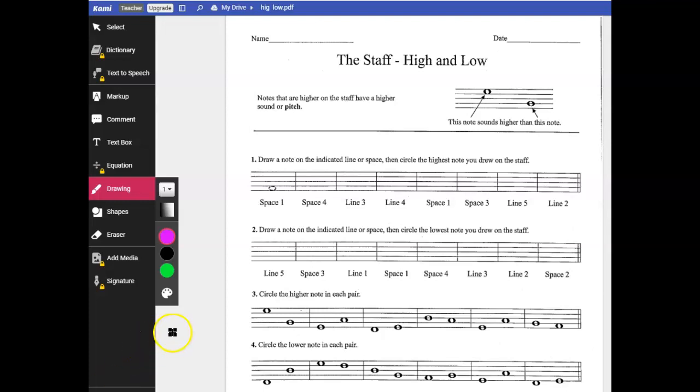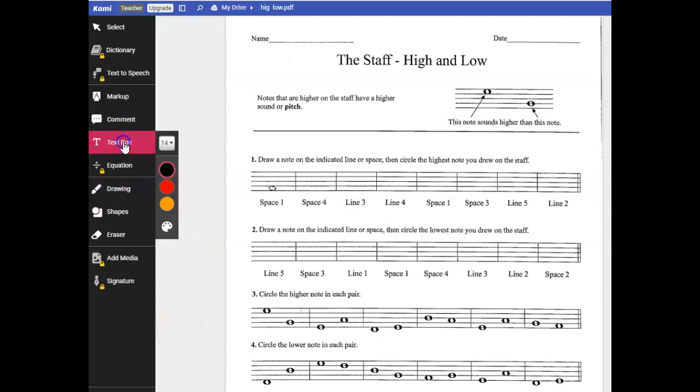All right, so the worksheet that we did yesterday is the staff high and low. Again, you want to open this with Cami from your classroom, create a text box, and put your name in it. If you don't know how to use Cami, please email me and I'll send you a video on how to open it. And yesterday's date was August 18th, 2018.